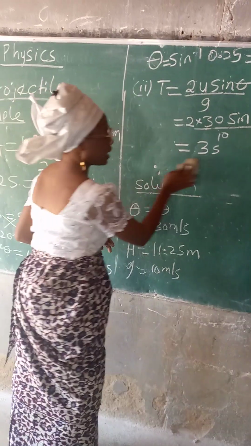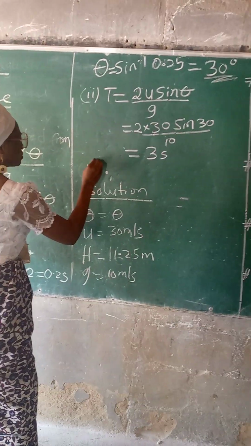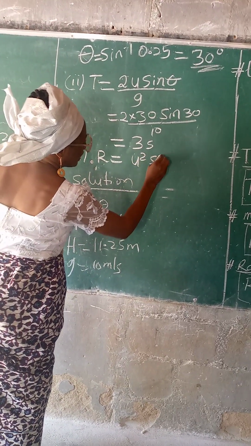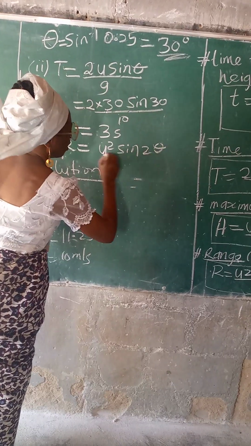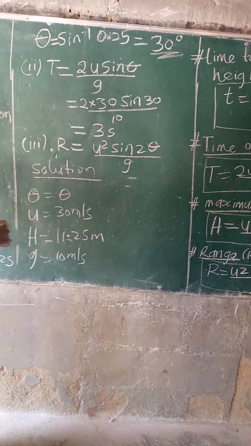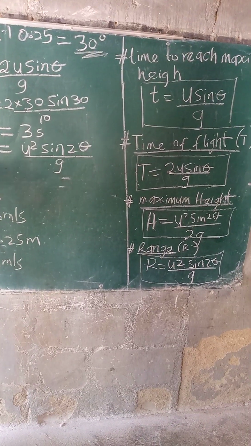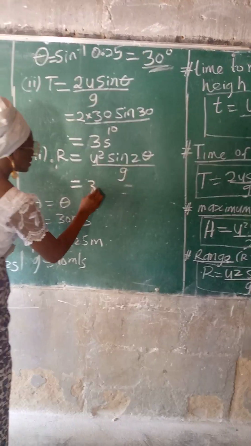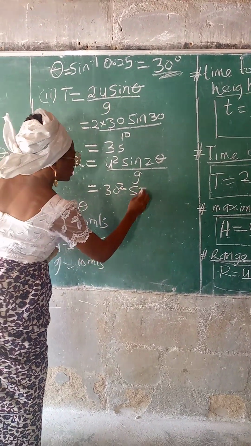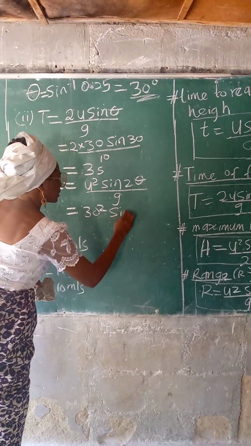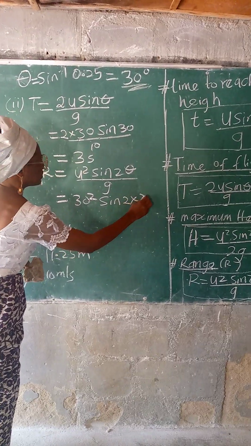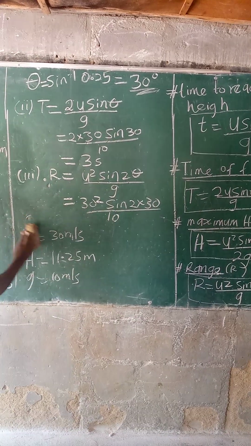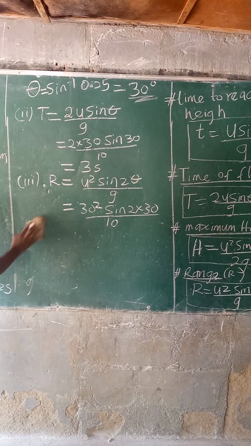Is that okay? So the next one we're going to be looking for is the range. Permit me to clean. And what is the formula for range? R is equal to u squared sine 2 theta all over g. Can we quickly substitute so I can clean the down part? Then we have u, 30 squared sine 2 times 30, theta is 30, all over 10.